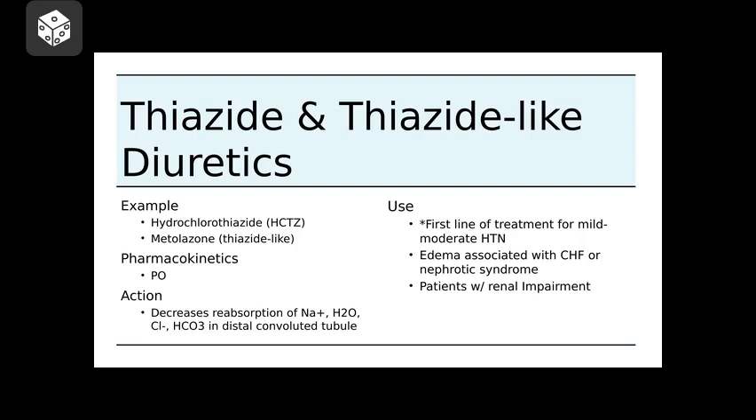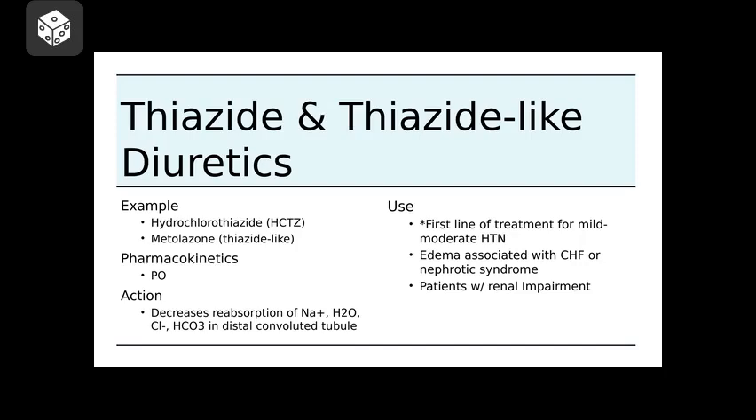Hydrochlorothiazide, or HCTZ, is going to decrease the absorption of sodium and chloride. Again, it is going to decrease how much sodium and how much water is retained in the body, so it's going to make you urinate. This one's going to work in the distal convoluted tubule, not in the loop of Henle like those loop diuretics. So this one works in the distal convoluted tubule, but kind of has the same action of decreasing that reabsorption.